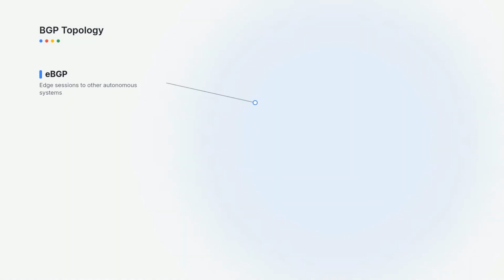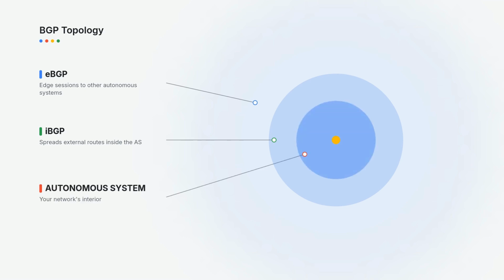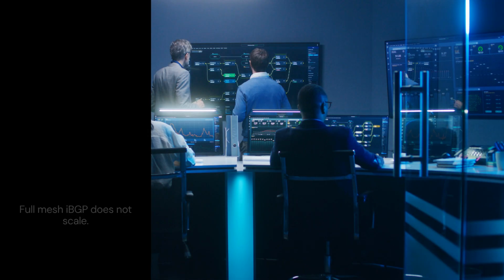At the edge, EBGP connects you to other autonomous systems. Inside your AS, IBGP spreads those external routes internally. That split is simple in a small lab and much more interesting in a real network. Pure IBGP full mesh does not scale well because every router needs a session to every other router. Route reflectors reduce that explosion, but they also change how routes propagate and can hide design mistakes.